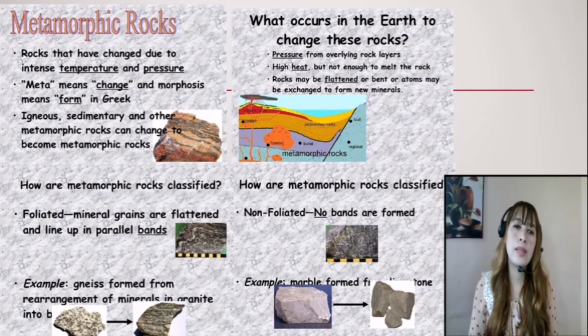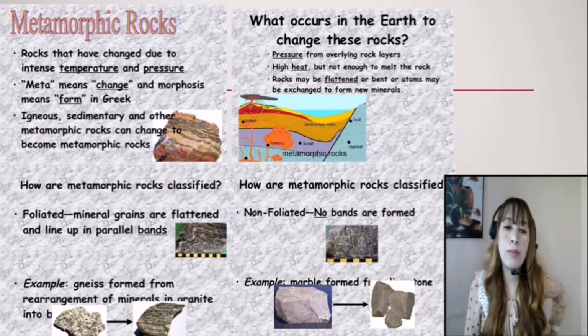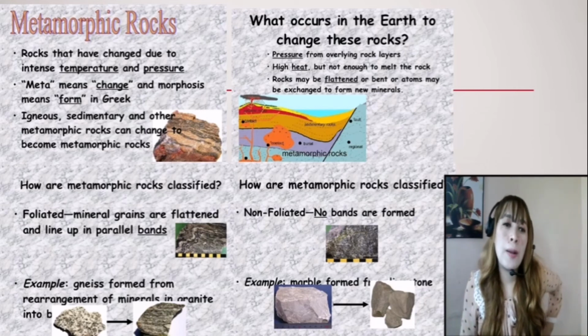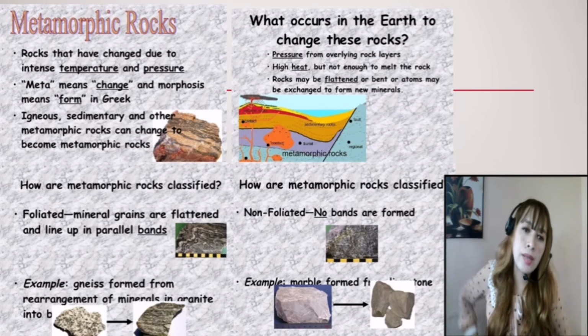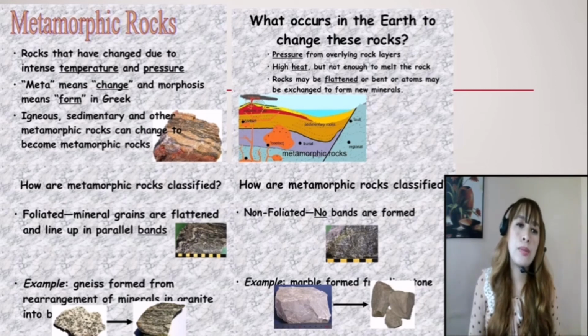They are rocks that have changed due to intense temperature and pressure. Over time, rocks change in their composition, their formation, and their physical characteristics. Igneous, sedimentary, and other metamorphic rocks can change to become metamorphic rocks. So how are metamorphic rocks classified? How do we know that they are metamorphic rocks?